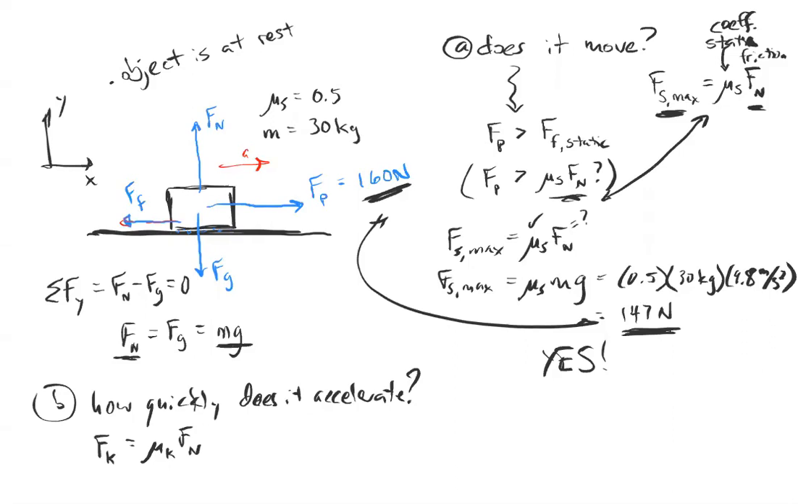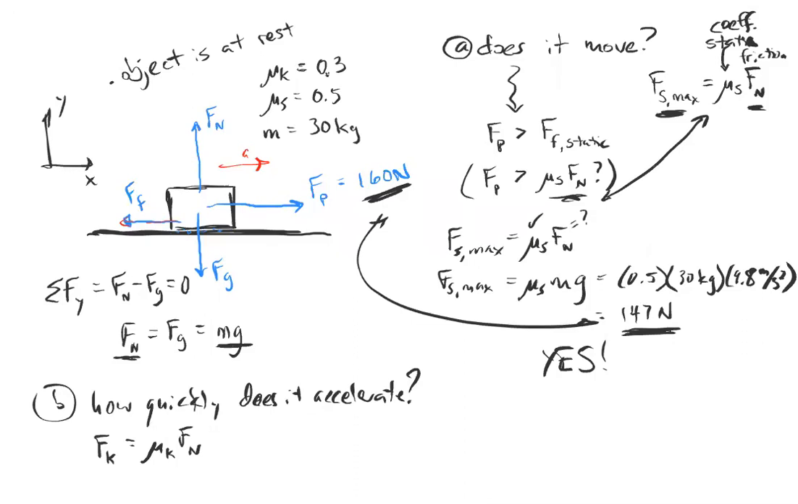Now, we do need one extra piece of information if we're going to solve this problem. We need this mu sub k, which again is dependent on just the materials that are in contact, how rough they are, what they're made out of, all that kind of stuff. And let's say that it's 0.3, because coefficients of kinetic friction, though they might be close to the static coefficients of friction, are always less by at least a little bit. So in this case, let's say that the coefficient of kinetic friction between a cardboard box and a wooden floor is 0.3.